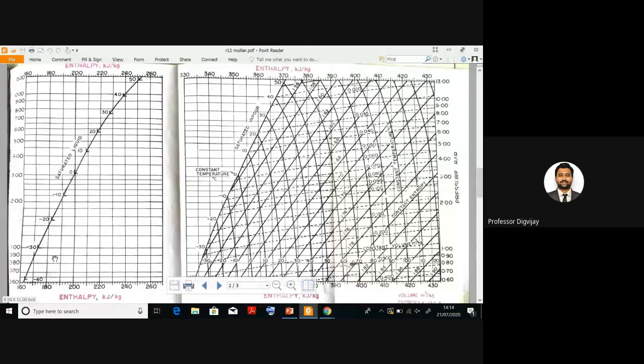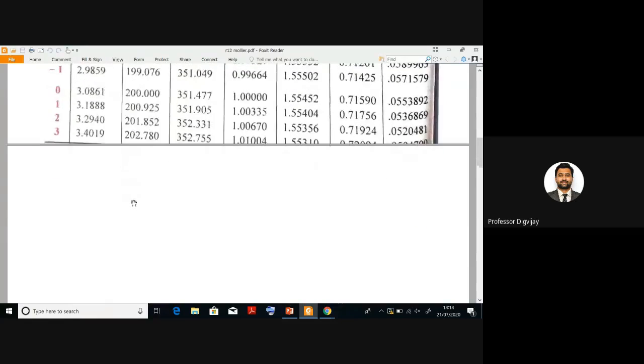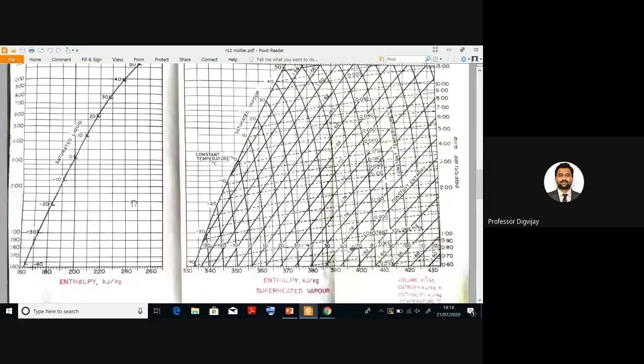So here I told you that at 0 degrees Celsius I have enthalpy at saturated liquid as 200. I'll check if it is true. Temperatures are mentioned: minus 30, minus 20, minus 10 and 0. So at 0 degrees Celsius I will check the enthalpy. Where is the enthalpy? I have to come straight down here. So I can see it is 200 kilojoule per kg, which is true.